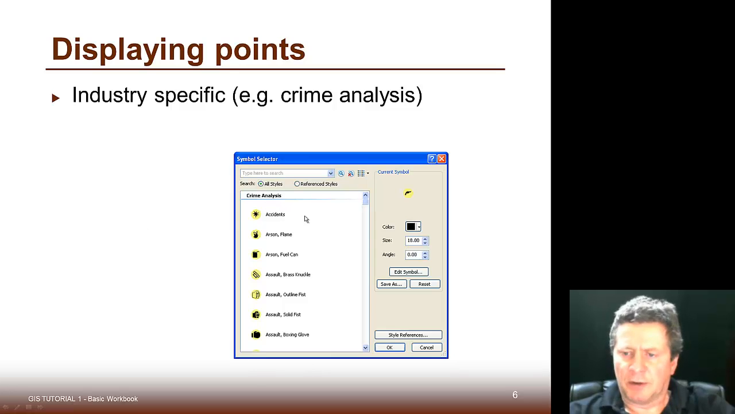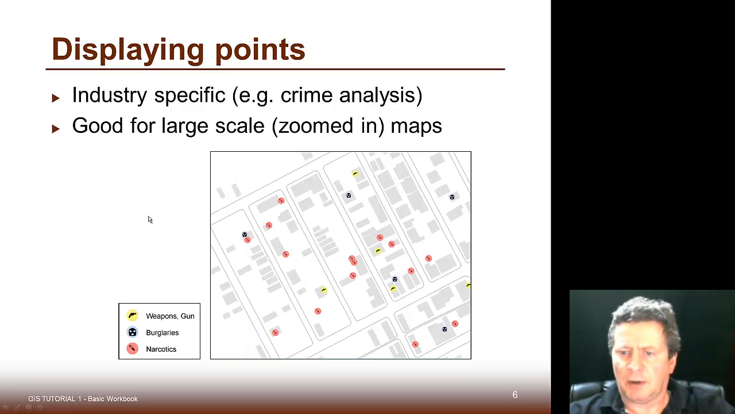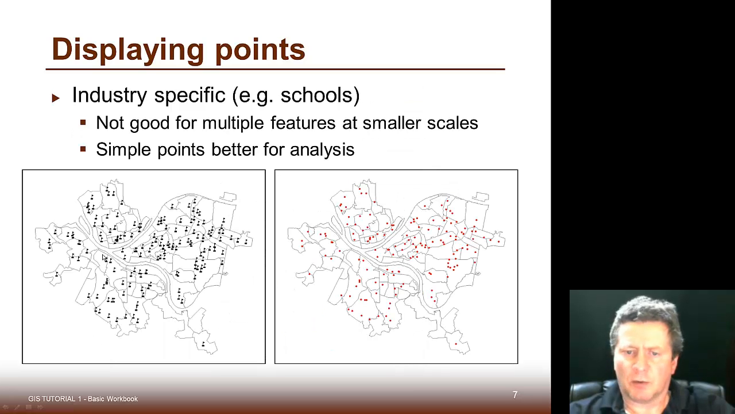We can get kind of crazy with symbology to open this up, and we can then look at whether it's a weapons thing, a burglary, or narcotics. So we've kind of got some even more information going. So here, these points are obviously little schools, but it's kind of busy and confusing in this, so this might be better in that case.